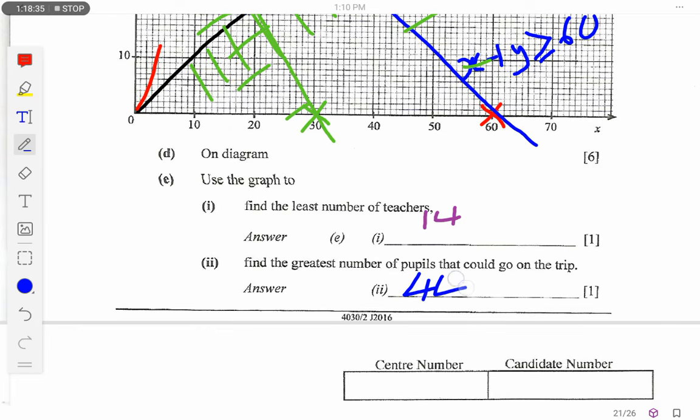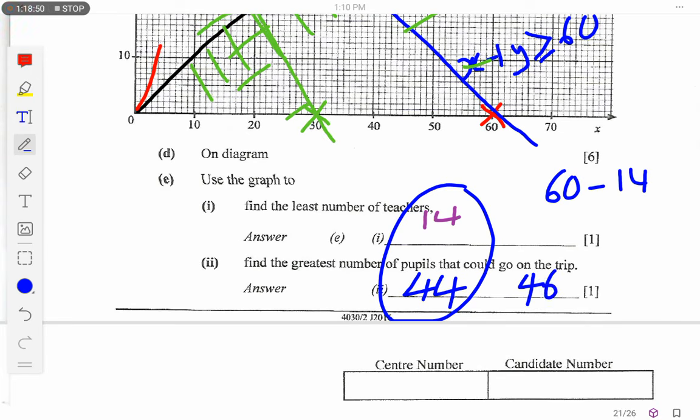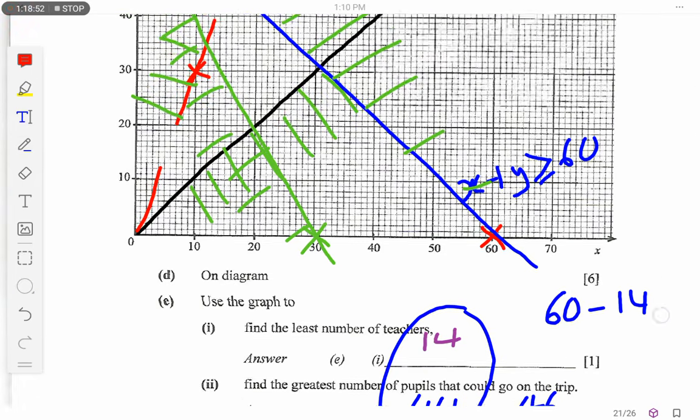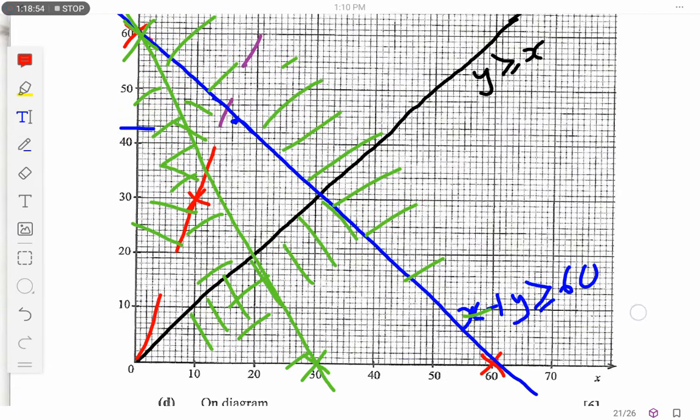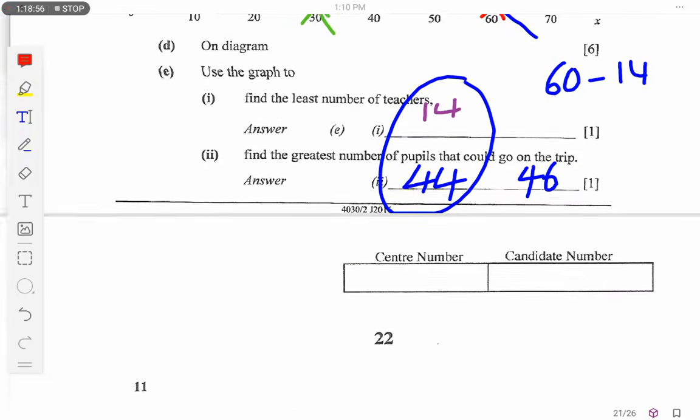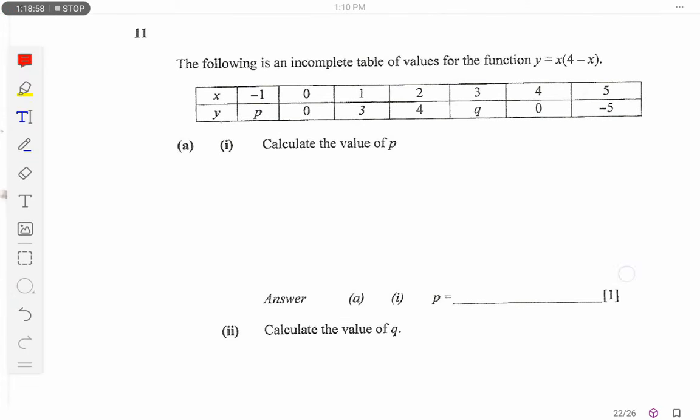Or I can even go to, since I know that all my pupils are going to be 60, I can use 60 minus 14. I'll get 46 there. So I'm within the range, 44 to 46. It's only that I'm free-handing drawing these things. Okay, let's go to our number 11.